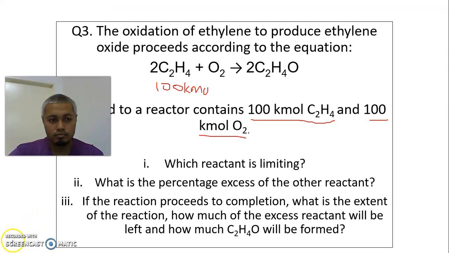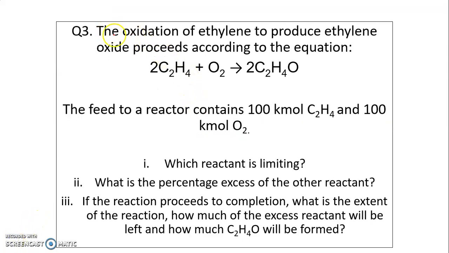Now proceed to question 3. The oxidation of ethylene follows the equation 2C2H4 + O2 gives 2C2H4O. The reactor contains 100 kmol C2H4 and 100 kmol O2. Which reactant is limiting? What is the percentage excess of the other reactant? If the reaction proceeds to completion, what is the extent of the reaction? How much of the excess reactant will be left? And how much C2H4O will be formed?